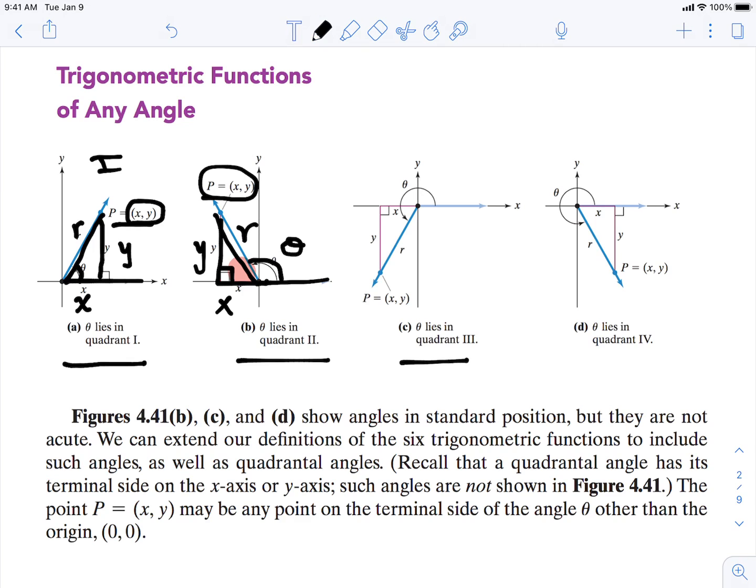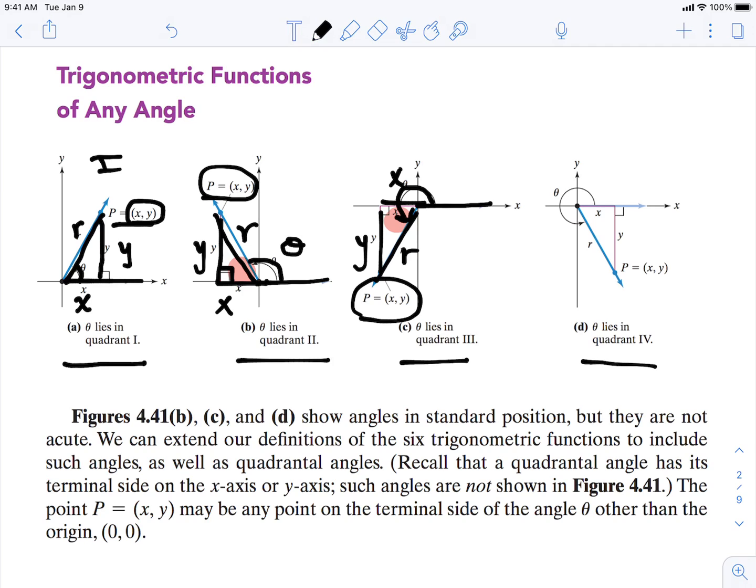The third example is in quadrant 3. Here is your angle, and then you create your right triangle. You have your x distance, your y distance, and your r, and here's your point x, y. You'll again have a reference angle highlighted in the red, and we'll talk more about that.